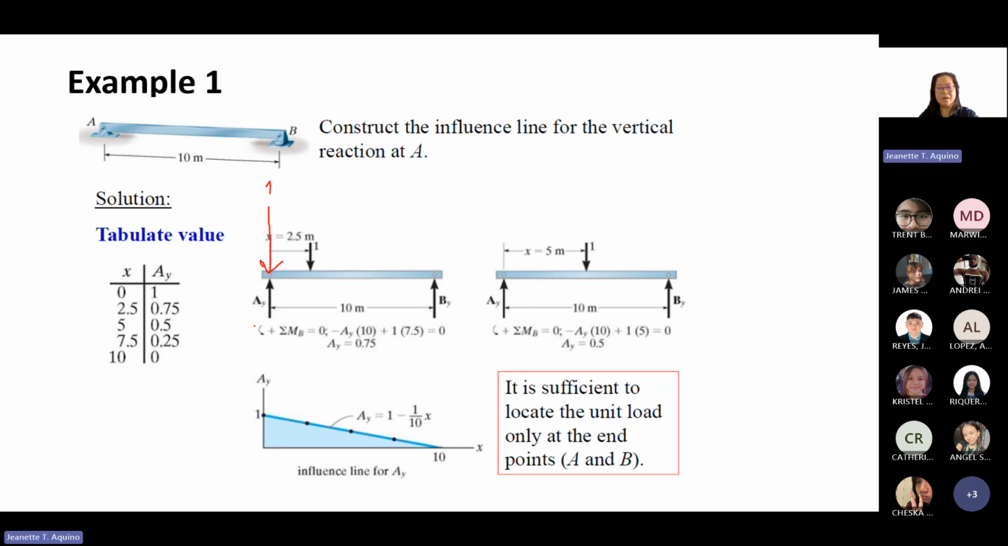Summation of moment, counterclockwise positive. So summation of moment equals 0. You take the moment at B. So your forces will be AY times 10, where 10 is the length. If the load is at 0, at reaction A, then it is 1 times 10 instead of 7.5.